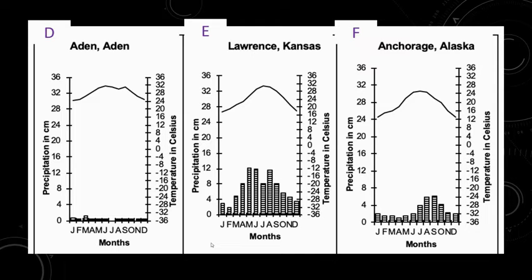All right, Climatogram D, Aden, which is in Africa. You can see even less rainfall, right? Temperature is a little higher, so this would be a tropical desert. Step over to Kansas. You can see that the rainfall is moderate and varies over the season, as do the temperatures. So this would be considered grasslands.